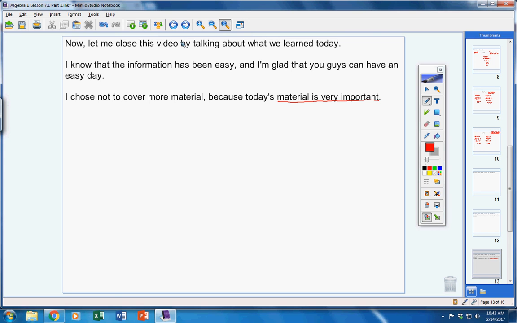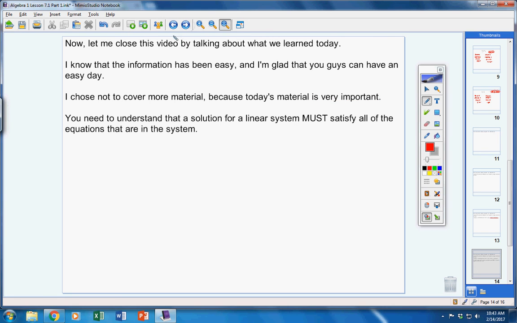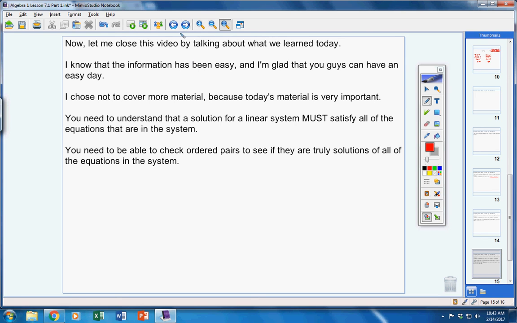It's very, very important you understand what a solution is to a linear system, okay? You need to understand that a solution for a linear system must satisfy all of the equations that are in the system. All of them, okay? You need to be able to check ordered pairs to see if they are truly solutions of all of the equations in the system.